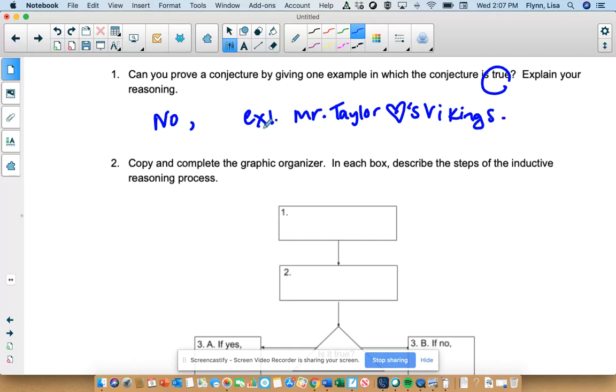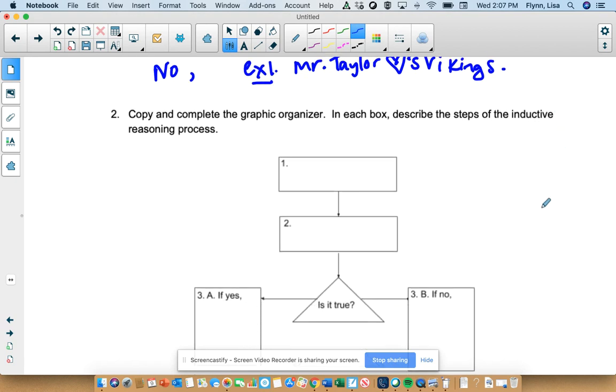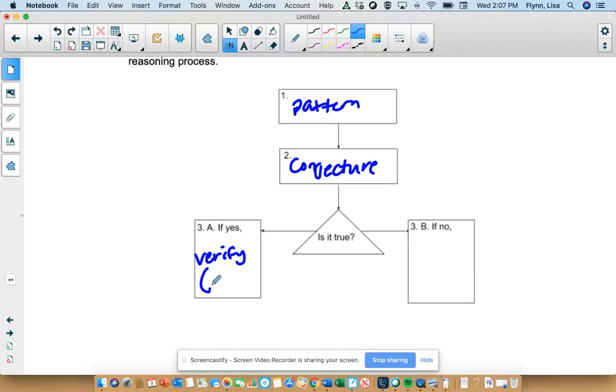Okay. Copy and complete the graphic organizer. In each box, describe the steps of inductive reasoning. Well, first off, we have to identify the pattern. Secondly, after we identify the pattern, we make a conjecture. And is it true? If yes, verify. We haven't done that, or we talked about proving, right? Yep. Which we'll do later.